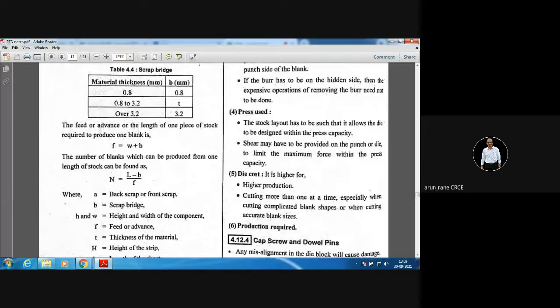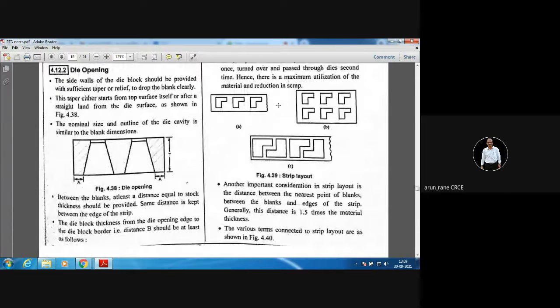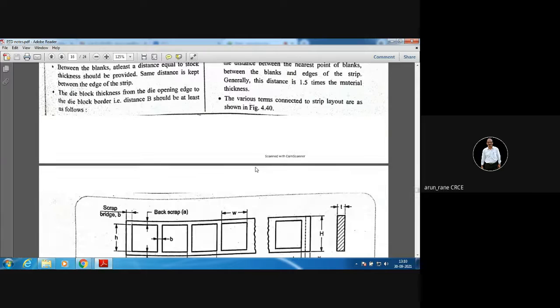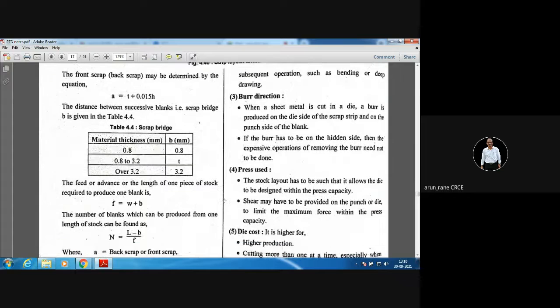Then press use. Once you have decided the option, the very first thing is that you have to calculate your strip utilization. Once you have calculated strip utilization and determined your layout, then you have to calculate the center of pressure.